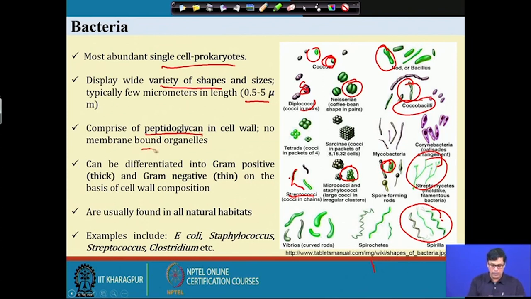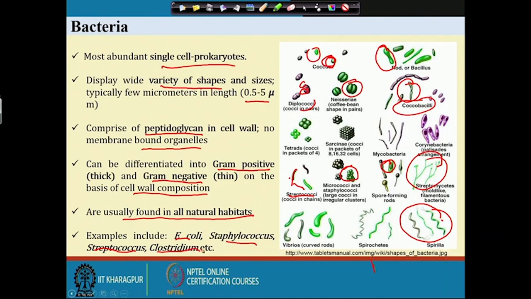There is no membrane-bound organelle, and bacteria can be differentiated into gram positive and gram negative. Gram positive has a thick cell wall and gram negative a thin one, on the basis of cell wall composition. They are found in all natural habitats. Examples are E. coli, Streptococcus, Staphylococcus, Clostridium, etc. We have a tremendous number of bacteria available in nature, both pathogens and non-pathogens.